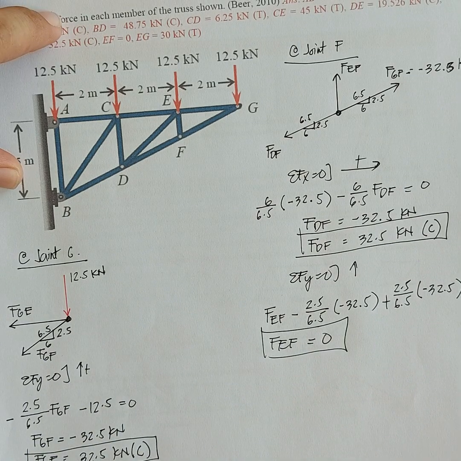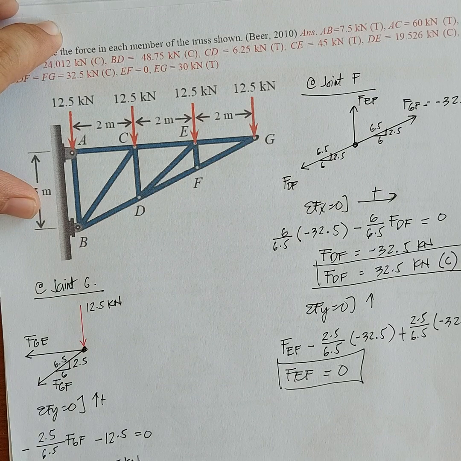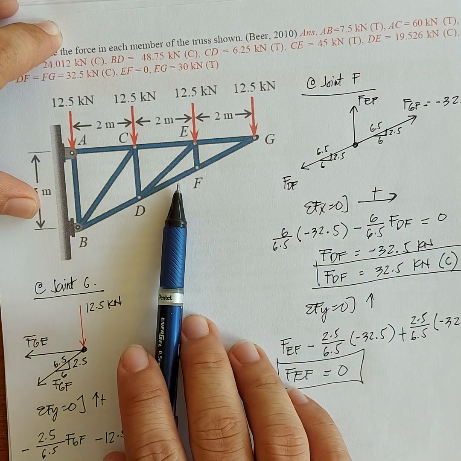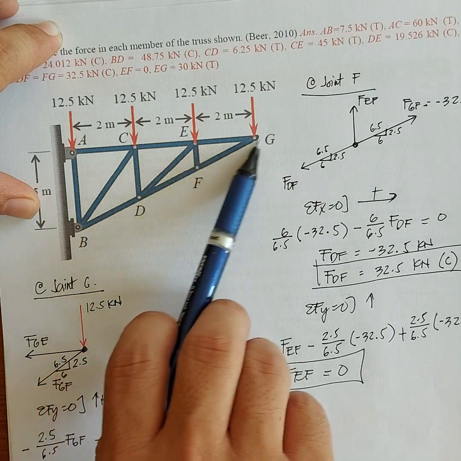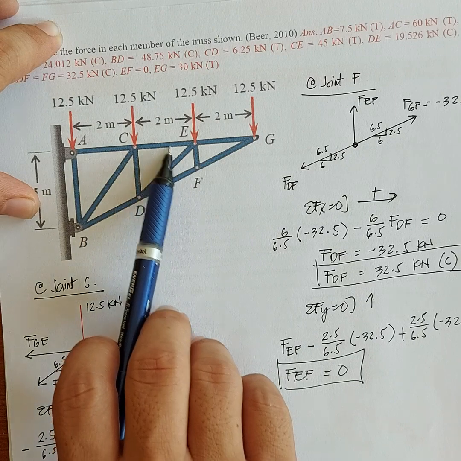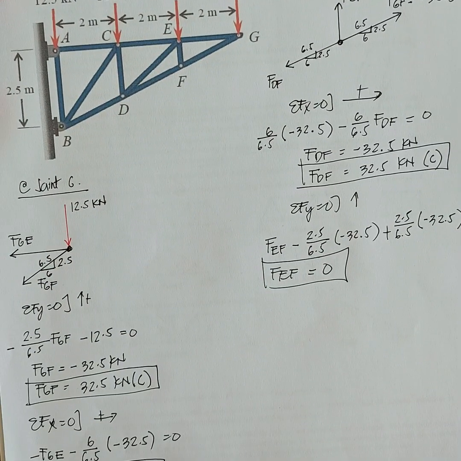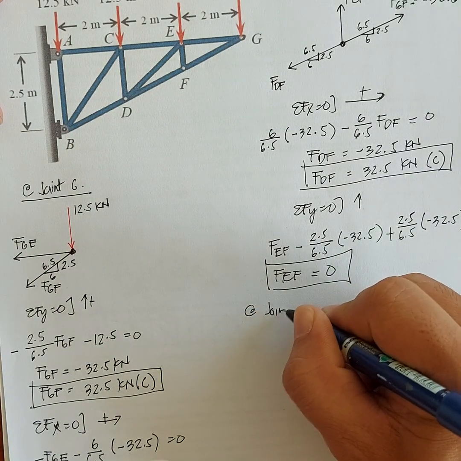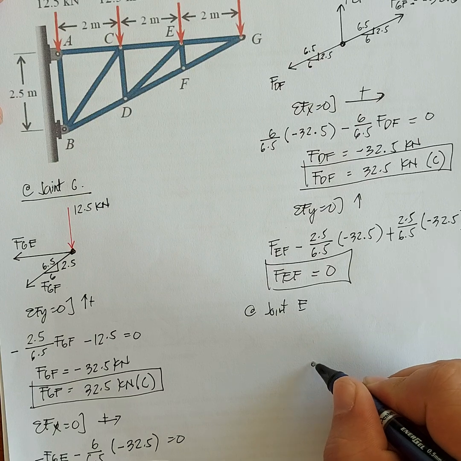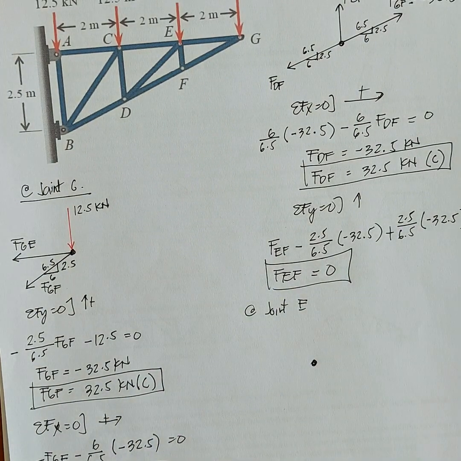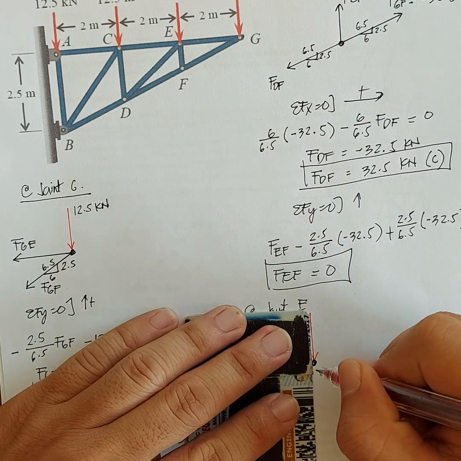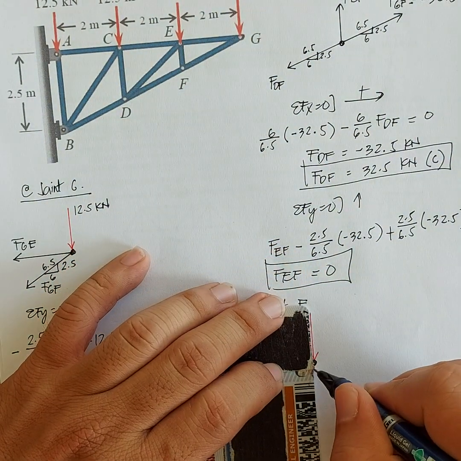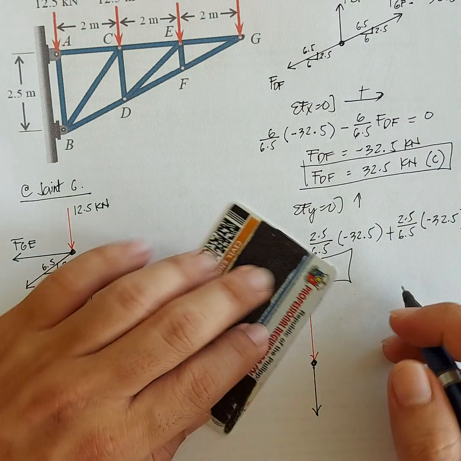Alright, next joint. Which joint is next? Can we now proceed to joint E? At joint E, we already know FEF and FGE. So there are two unknowns at joint E, so we can now proceed to joint E. Let's draw the free body diagram at joint E. We have an external force there, and the inclined member.